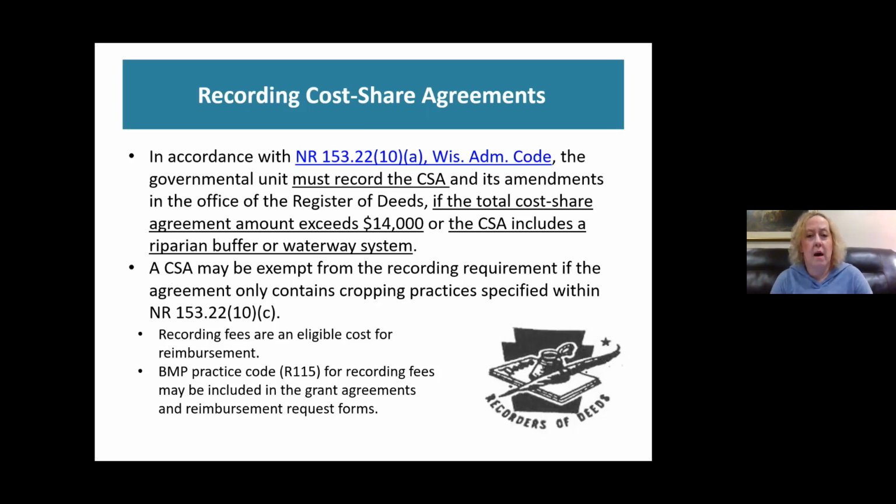So when you also have a cost share agreement where the total amount exceeds $14,000, or if it includes a riparian buffer or a waterway system, our code requires that cost share agreement be recorded on the deed. So once that cost share agreement is signed by all applicable parties, if the total amount of that cost share agreement exceeds $14,000, it does need to be recorded on the deed. If that CSA only contains cropping practices, then it will be exempt. You will not need to record it on the deed.